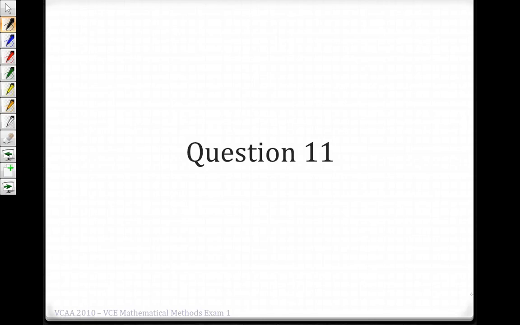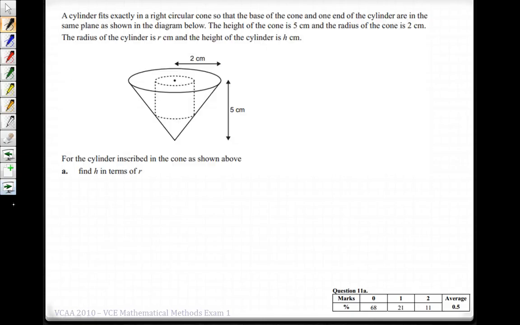Okay, so next up we have question 11. A cylinder fits exactly into a right circular cone so that the base of the cone and one end of the cylinder are on the same plane as shown in the diagram below. The height of the cone is 5 centimeters and the radius of the cone is 2 centimeters. The radius of the cylinder is r centimeters and the height of the cylinder is h centimeters. For the cylinder inscribed in the cone as shown above, find h in terms of r.